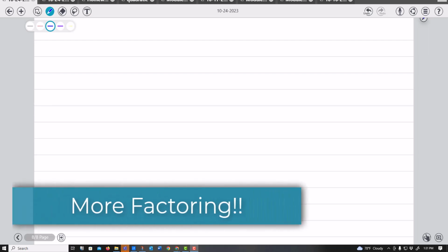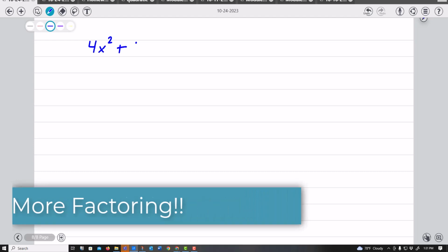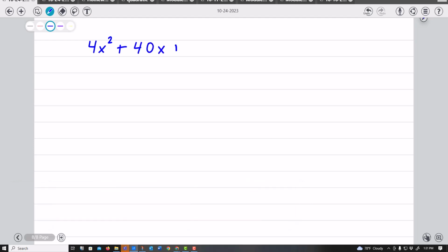Let's look at some more factoring. Let's say I'm asked to factor 4x squared plus 40x plus 96. Now, all of these, when you factor, you should always look to see at the very beginning if they have a common factor. And you might have to pick your calculator up to see that 24 times 4 is 96.